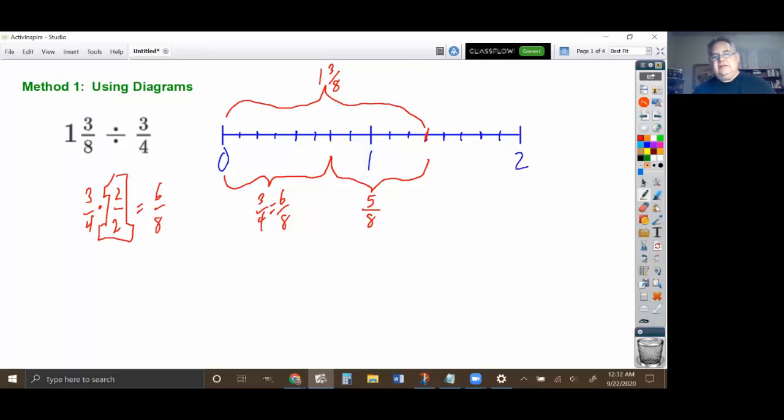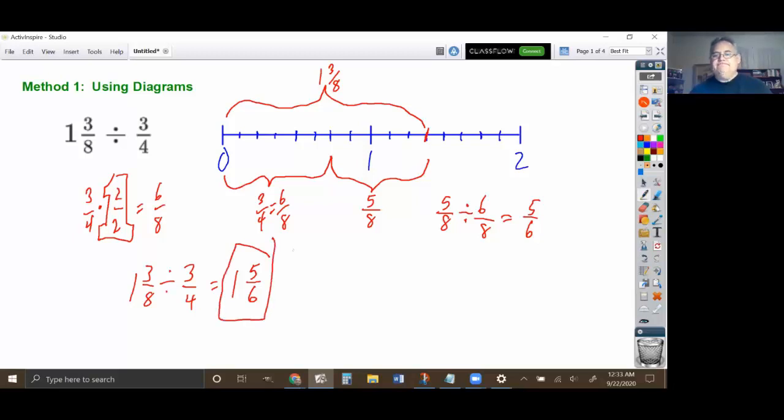So I can reason then that 1 3/8 divided by 3/4 is equal to 1 whole 3/4 and 5/6. Because if I take my 5/8 and I divide them by 6/8, that's basically like saying 5 divided by 6, right? 5 objects divided by 6 objects that are the same object, 8ths. So that's going to give me 5/6. So that is how I'm getting 1 5/6, our answer.